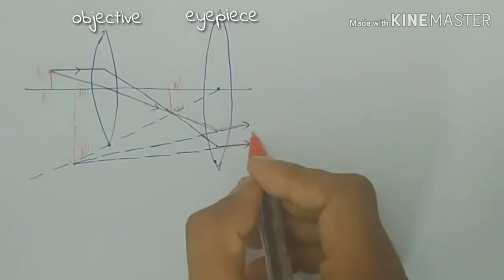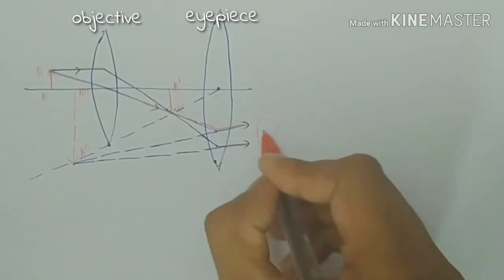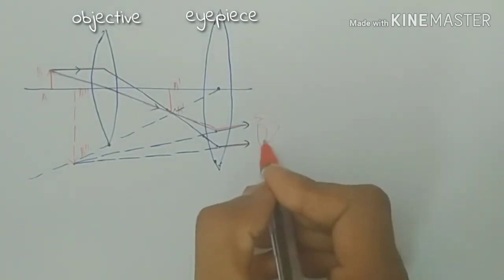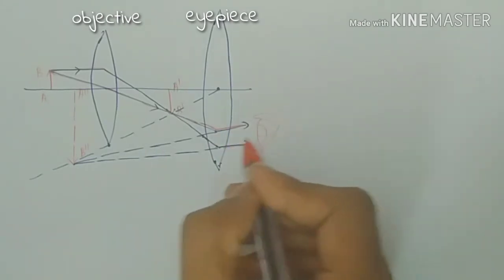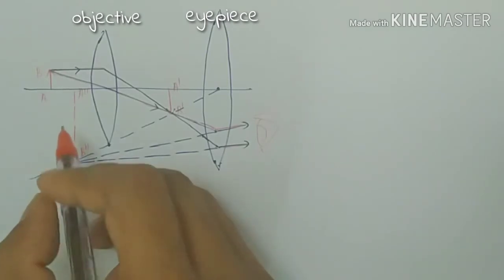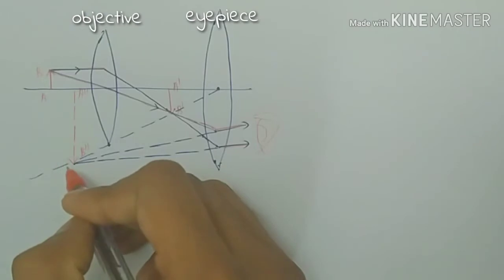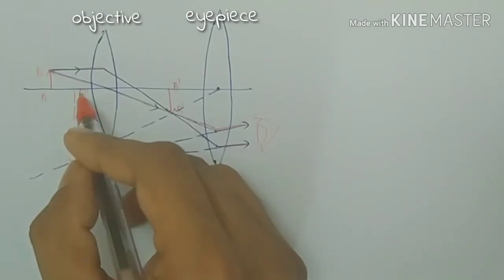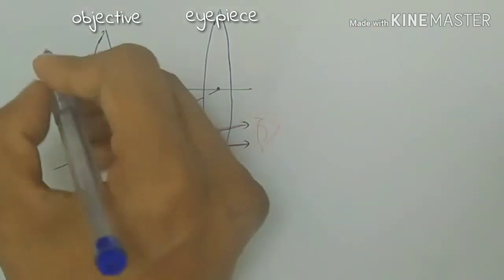And the person who is viewing from here, let this be our eye, will have a sensation of these two light rays coming to his eye like this, and it might be coming from here. Instead of seeing this object, he will see an inverted, magnified and virtual image.